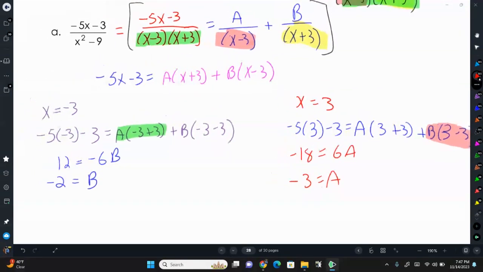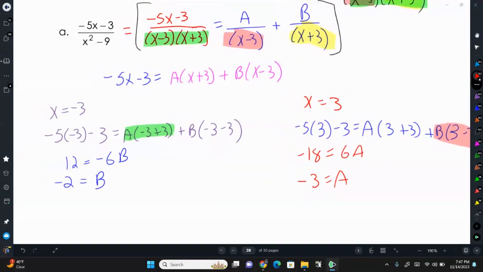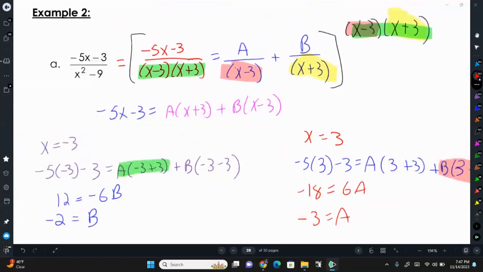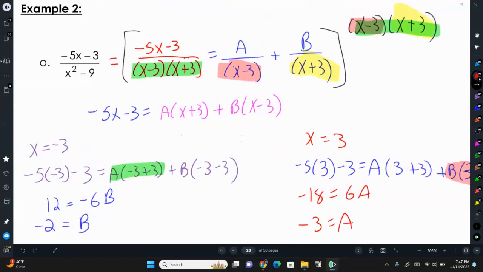So now we can replace a and b with the values we have. Now, you might be wondering, why did I put x minus 3 under the a and x plus 3 underneath the b? It doesn't matter what you do. You could choose whichever one you want. If you switch them, your a and b values will be different than the ones that I got, but in the end, your two fractions that we're combining will be the same.